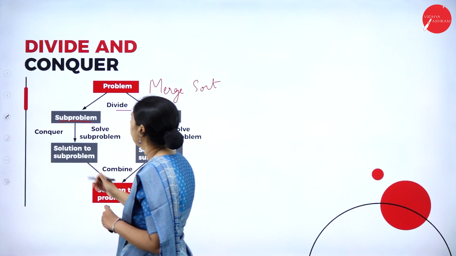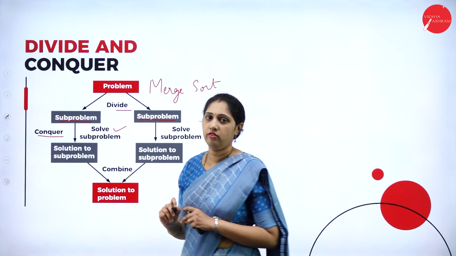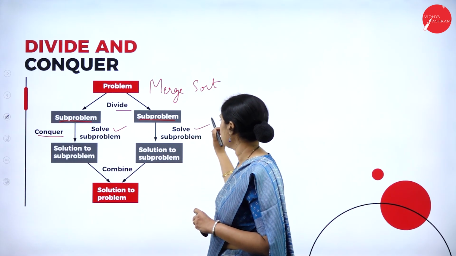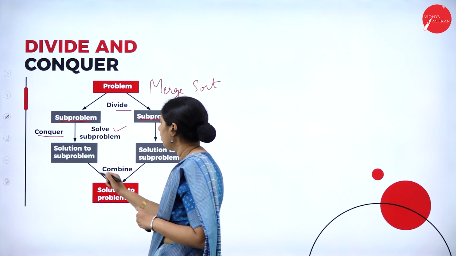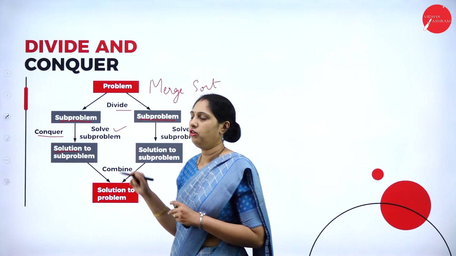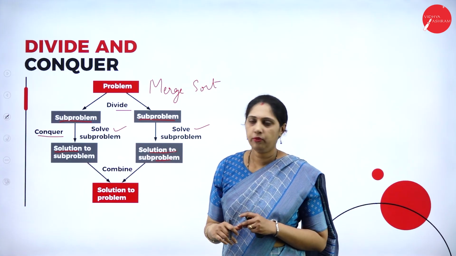Then what do we have to do? We have to conquer. Conquer means nothing but solve. Here also we have solved the subproblem. Once we solve, we get a solution. This is the solution of the first subproblem. This is the second subproblem, or the right side of the subproblem.